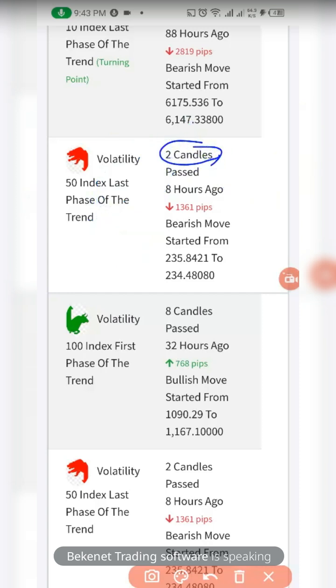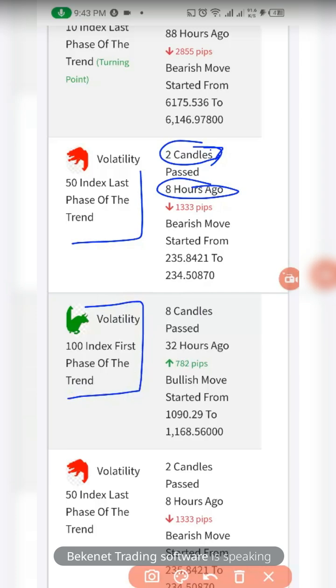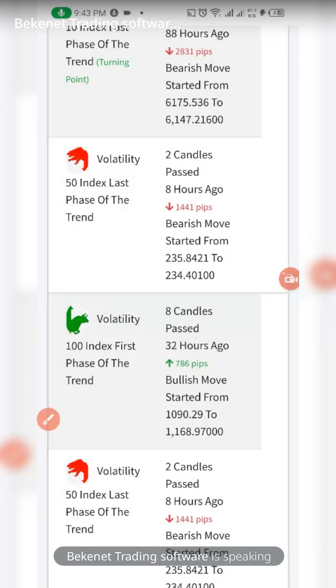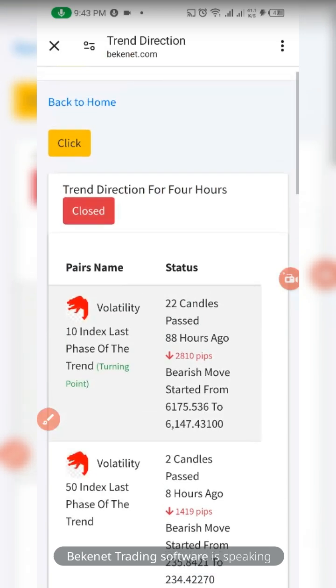This is just telling you that the last phase just started 8 hours ago, because this is for 4 hours. Look at it. It just started 8 hours ago. It's in its last phase of a bearish move. But if we want to take a trade on a 4 hours time frame, you understand, we use what? The first candle or second candle, first phase, bullish move, we take our trade. You understand? We take our trade. So that's how to use the trend direction to take trades using the Bekenet Trading software.